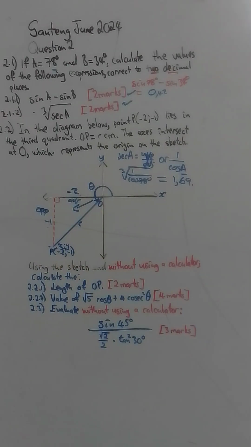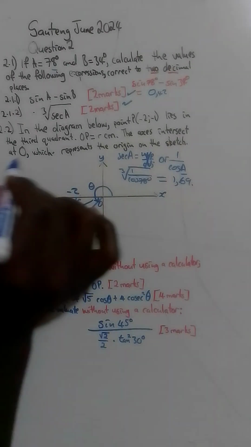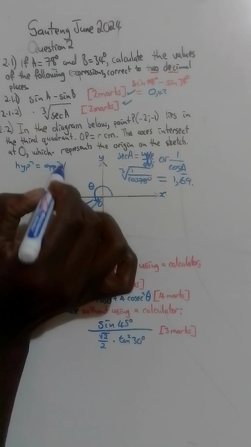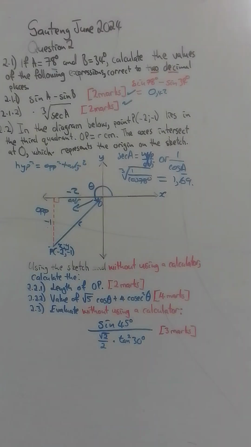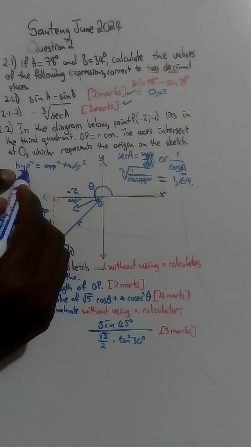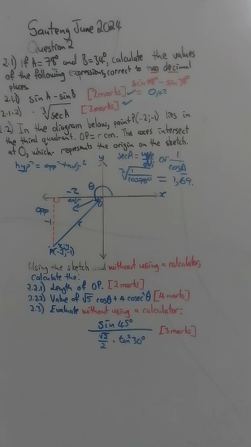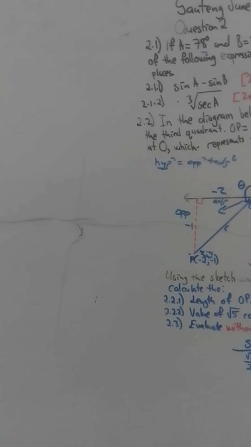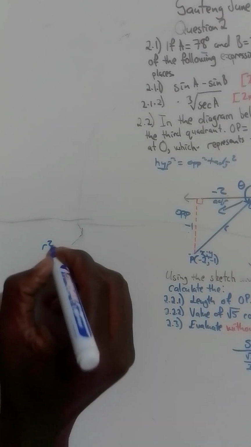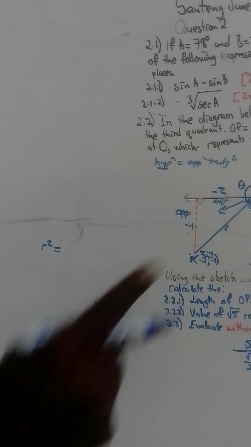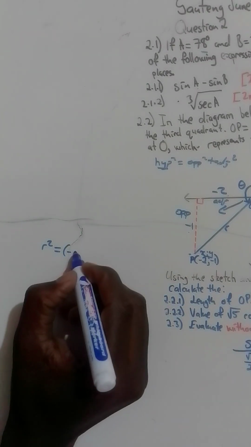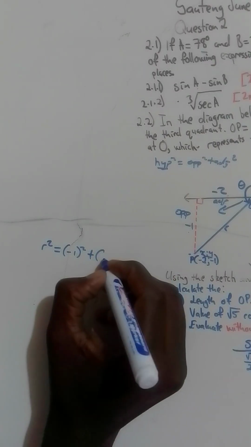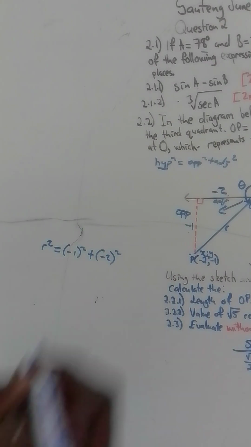So what are we going to do now? Remember, hypotenuse squared is equal to opposite squared plus adjacent squared. But this time around, we've been told that the hypotenuse is equal to r. So we're going to perform our calculations on the side, whereby we say that r squared is equal to our opposite, which is -1, so open bracket -1 close bracket squared, plus open bracket our adjacent -2 close bracket squared.